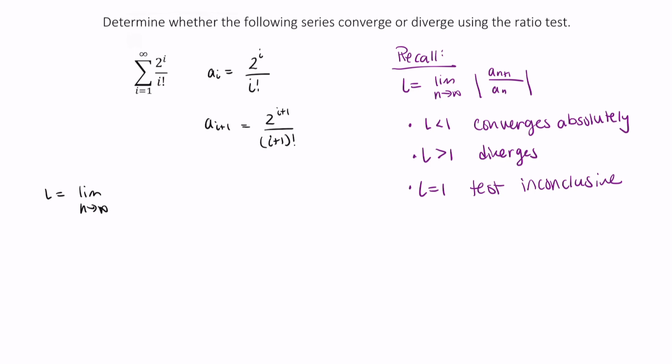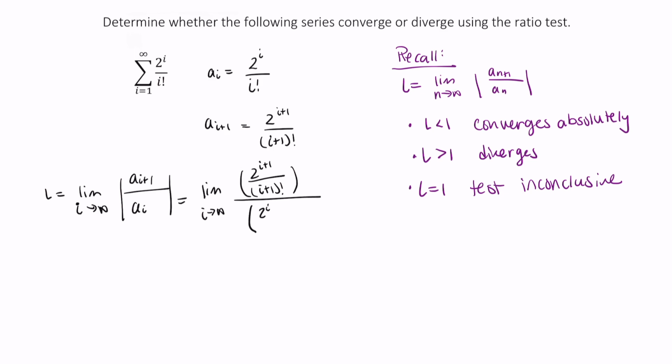So the limit is, in this case, I will use i, as i approaches infinity, and not the imaginary i. i is an index, a symbol, a variable that's growing and growing to infinity. So the limit as i approaches infinity of the i plus 1 term divided by the ith term is equal to the limit as i approaches infinity of 2 to the i plus 1 divided by i plus 1 factorial, in the numerator, and in our denominator, we have 2 to the i over i factorial.